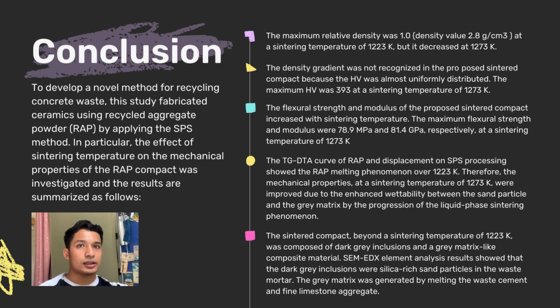Last, the sintered compact beyond a sintering temperature of 1223 Kelvin was composed of a dark gray inclusion and a gray matrix, like a composite material. SAM EDX element analysis results show that the dark gray inclusion was silica-rich sand particles in the waste mortar. The gray matrix was generated by melting the waste cement and fine limestone aggregate.